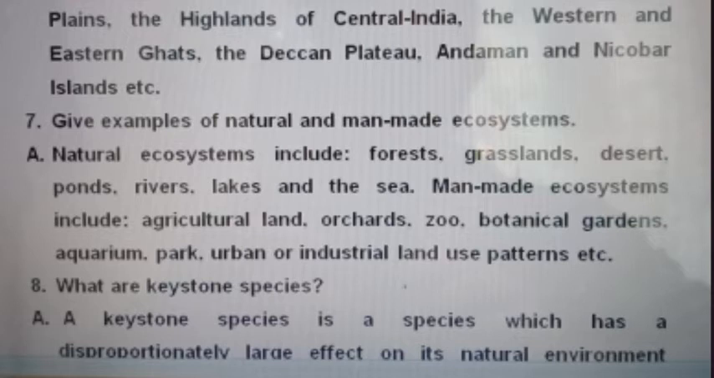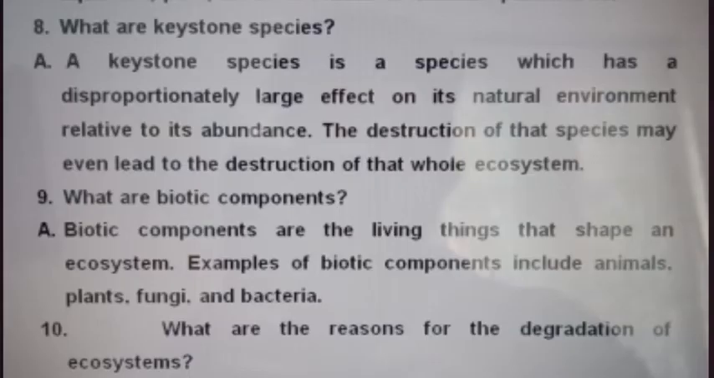Now the eighth question, that is, what are keystone species? Answer. A keystone species is a species which has a disproportionately large effect on its natural environment relative to its abundance. The destruction of that species may even lead to the destruction of that whole ecosystem.